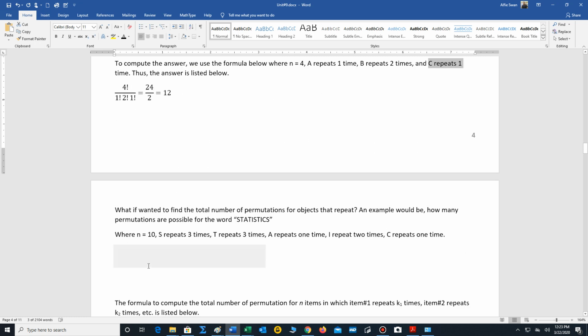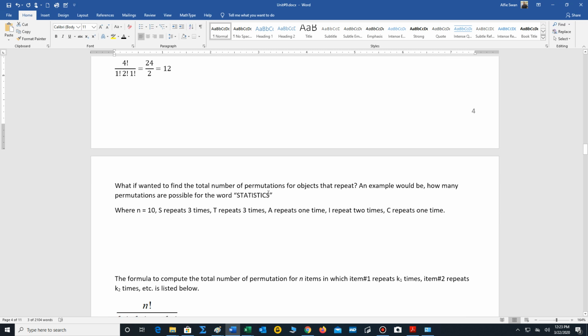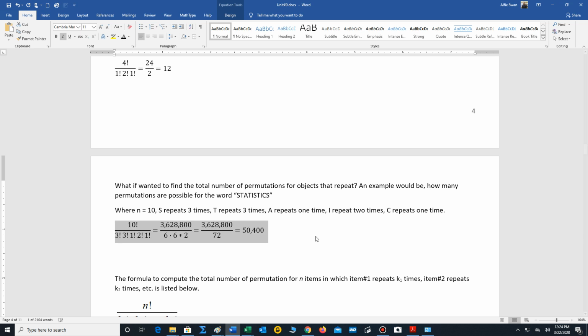Let's work out another example. Let's say we want to find the number of permutations in the letters that compose the word statistics. Well, N is 10, we have 10 letters. S repeats 3 times, T repeats 3 times, A repeats once, I repeats 2 times, and C repeats 1 time. So we take that information and plug it into our formula. In our numerator it's 10 factorial, and then here we put our repetitions, take the factorial of each repetition, and then multiply out the results.